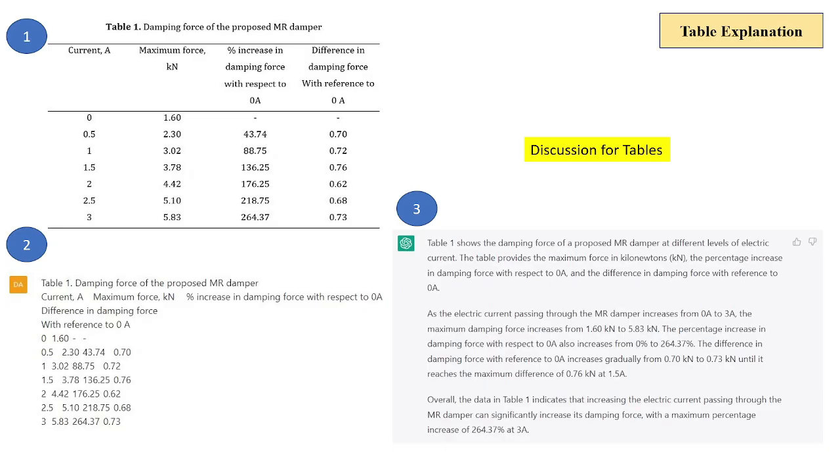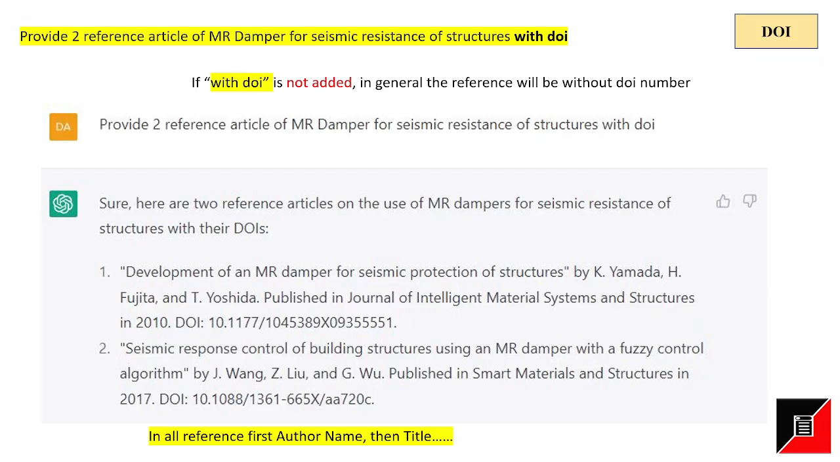Five social academic networks. Now I have a table, and that table needs to be converted to sentences. Just copy and paste it and mention that you want it discussed, so it will discuss. Then ask it to provide 2 reference articles on a topic with DOI. So it provides 2 articles with DOI.